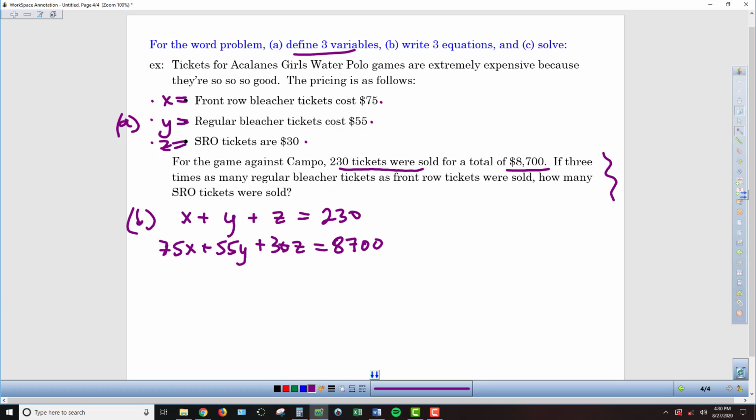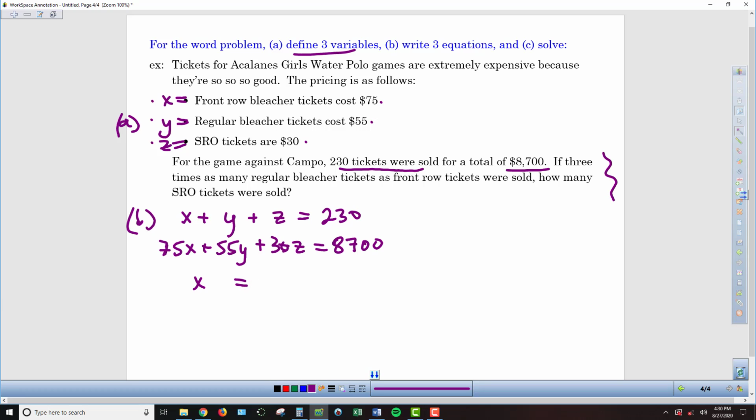Then we need one more equation. That's where this last sentence comes in. It says 3 times as many bleacher tickets as front row tickets were sold. We have to be careful here to make sure that we understand which one there was more of. Was there more front row tickets, or was there more bleacher tickets? It says 3 times as many regular bleacher tickets as front row tickets were sold. That means our front row tickets is X.